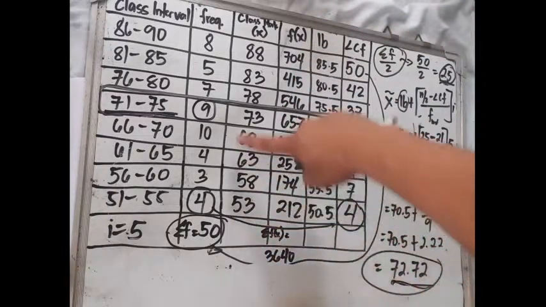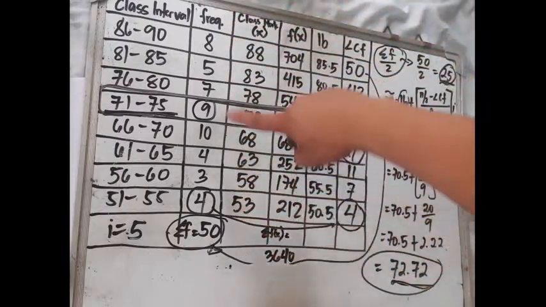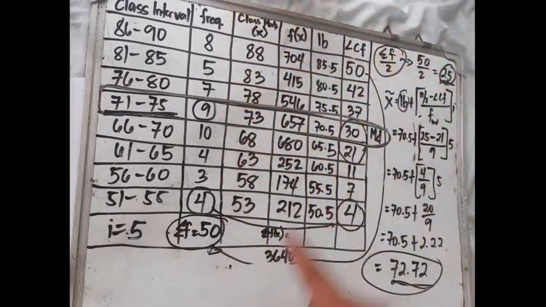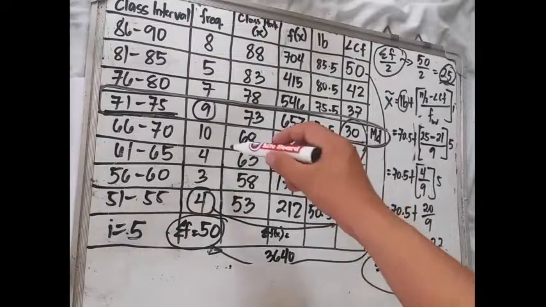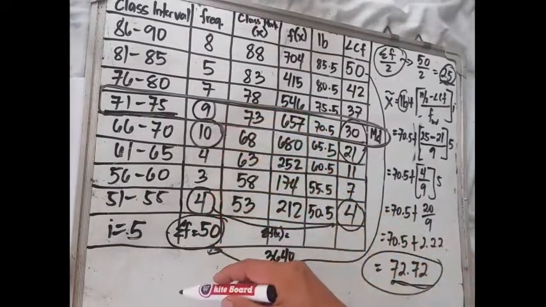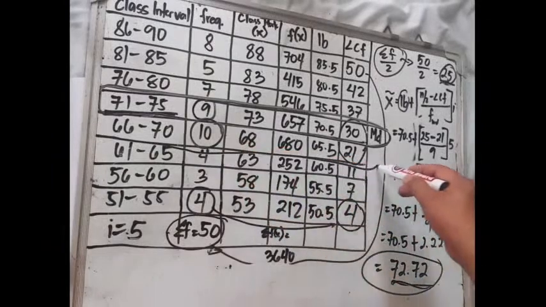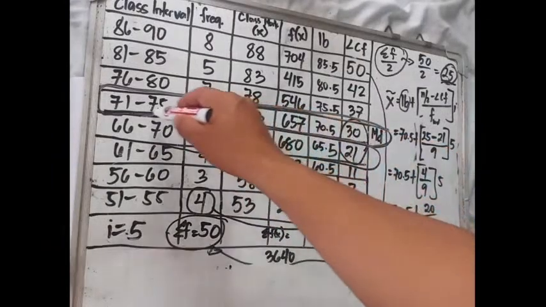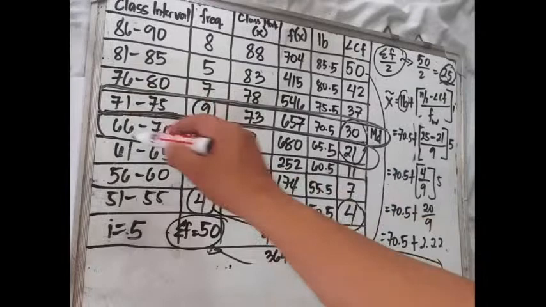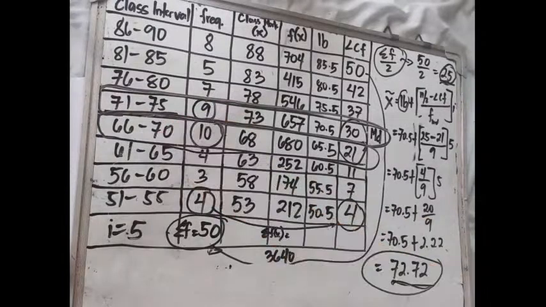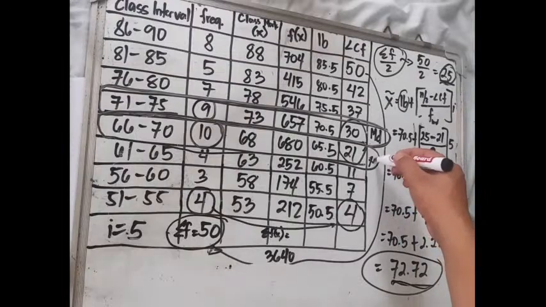So based on this given frequency, ano ba yung highest frequency natin dyan? Okay, very good. That is 10, highest frequency. Automatically, that is your modal class. Dito na kayo mag-base lahat. Modal class, lower boundary of the modal class. Okay, ito na. Modal class.